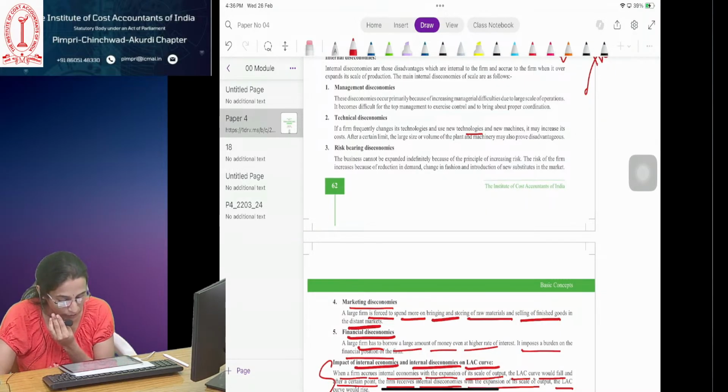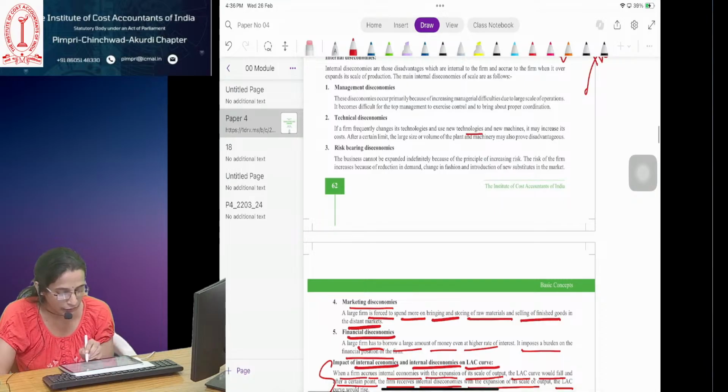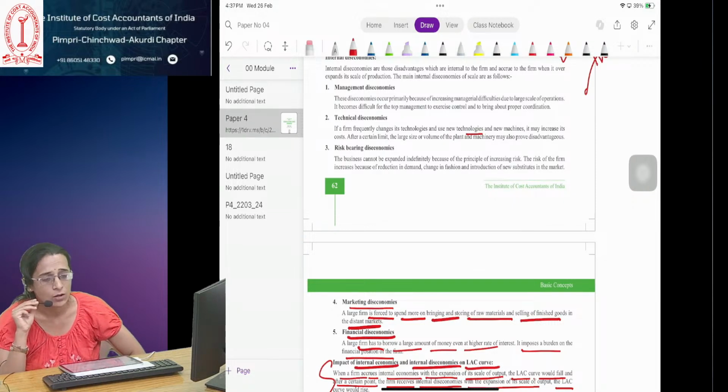Risk bearing diseconomies. The business cannot be expanded indefinitely, because of the principle of increasing risk. The risk of the firm increases because of reduction in demand, change in fashion and introduction of new substitutes in the market. It has to evolve with the changing market. So again it is a disadvantage. Change the machinery, train the people, change the design, because they now need to produce electric vehicles.